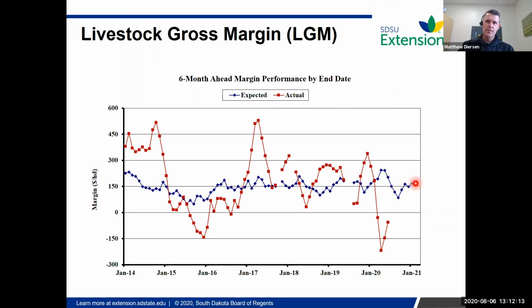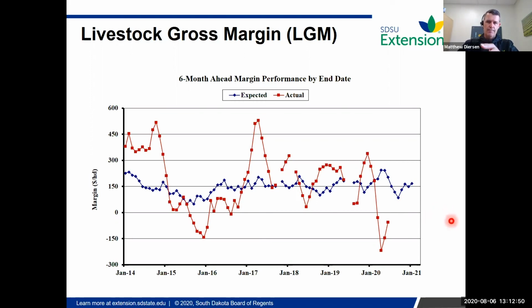The latest margins had come back up. The expected margin this last month, for delivery or for the actual sale time in January of 2021, was back above $150. This low happened in, what month was that? That was in April. The expectation was that that margin had been down below $78, $80, somewhere in that neighborhood. So just an indicator to watch.